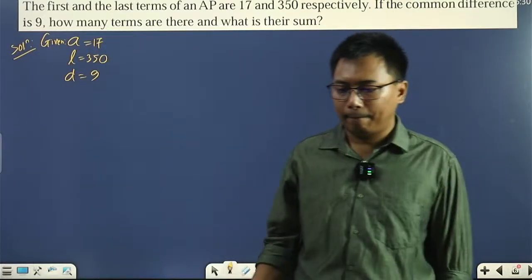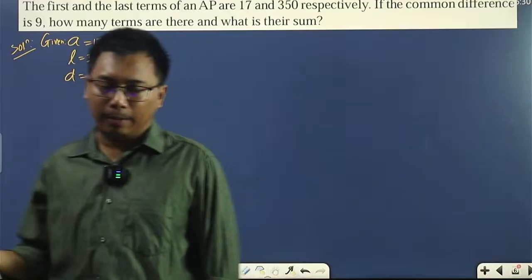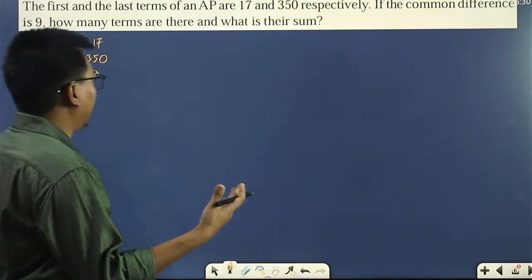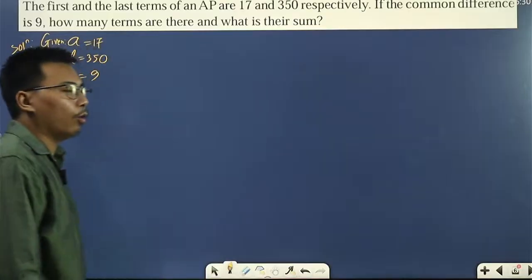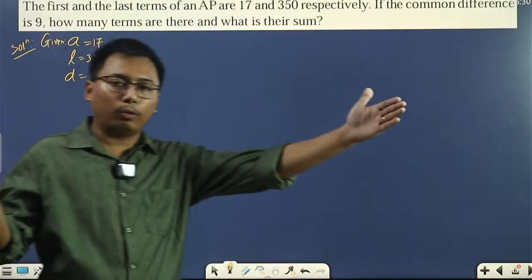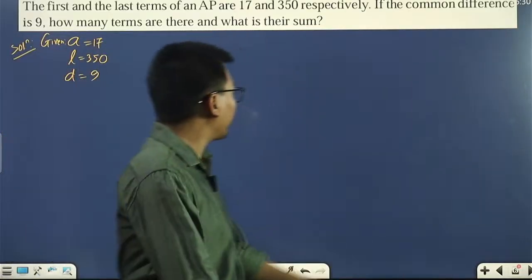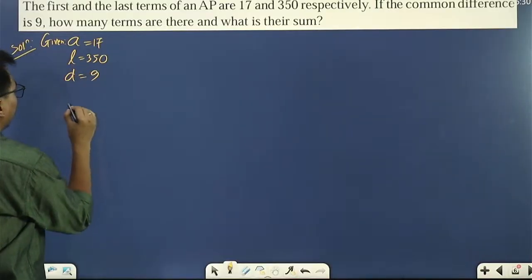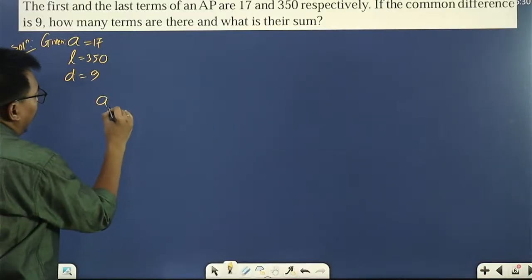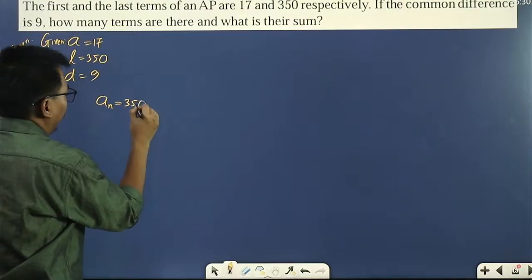How many terms are there and what is their sum? We have to find how many terms are there in this AP. And after finding how many terms, we have to find the sum of all those terms in that AP. So how do we do that? We already have the value of L. Now see, L means an, right? an is equal to 350.